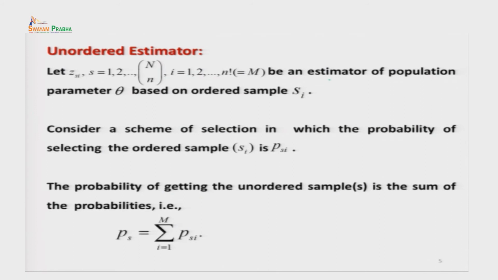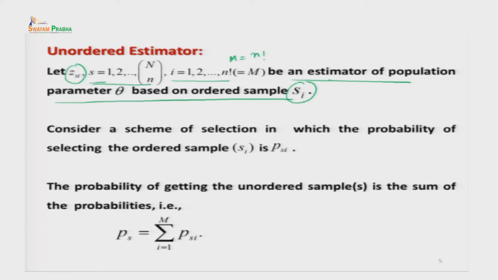Now I try to formalize it, and I try to construct the estimators based on the ordered sample, and then we have to learn how we are going to combine them so that we can obtain a good estimator based on that. So let z_si be an estimator of the population parameter theta based on some ordered sample, say Si. Obviously here small s will go from 1 to N choose n, and i will go from 1 to factorial n. So now let us write this m as factorial n, so that that will help us later on in making the thing simpler.